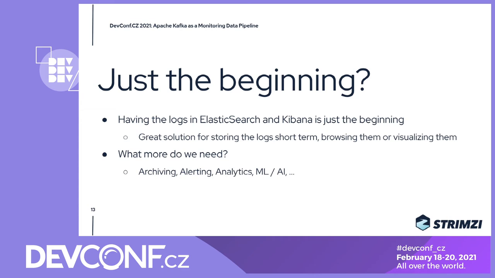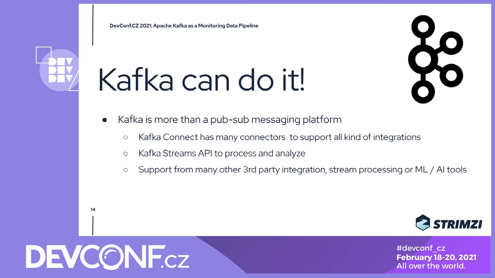Another thing is you would probably need some kind of alerting to get alerts when some problems are happening, when your users are getting too many 404 errors, or when someone tries to break into your system. And you probably want to do all kinds of analytics, or maybe even some machine learning or artificial intelligence processing to get some additional information from the data. And the good news is that Kafka can do it all.